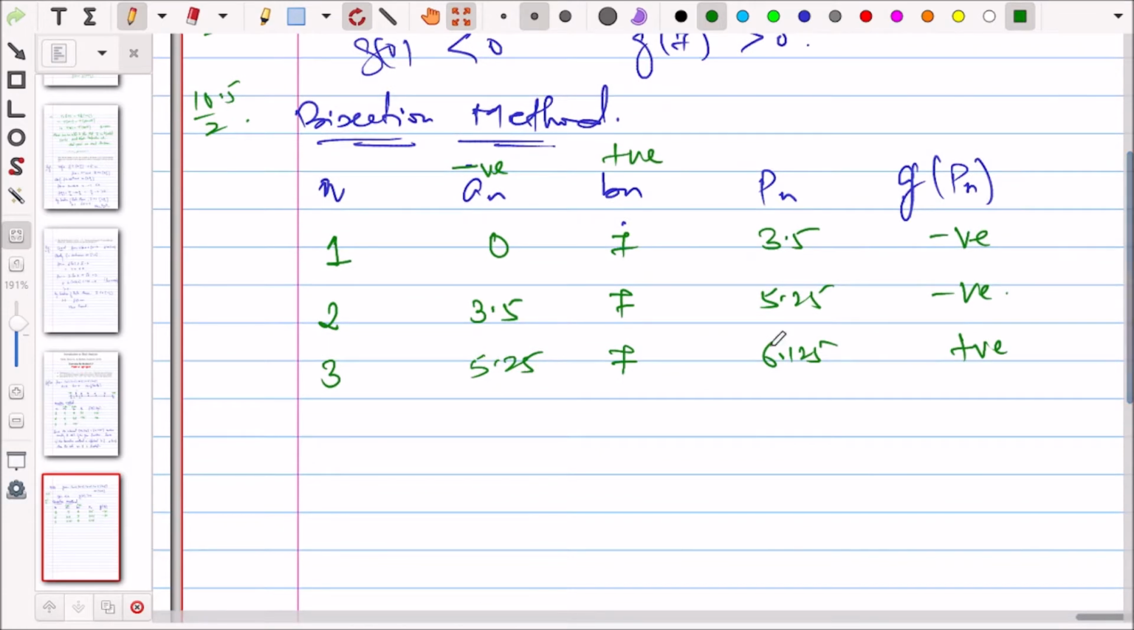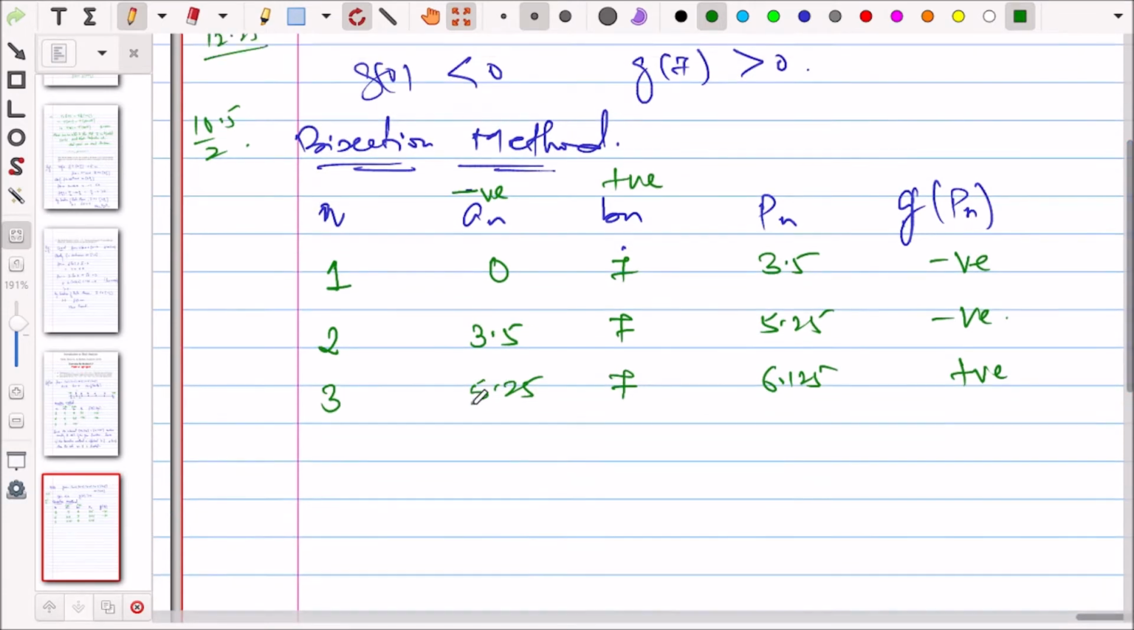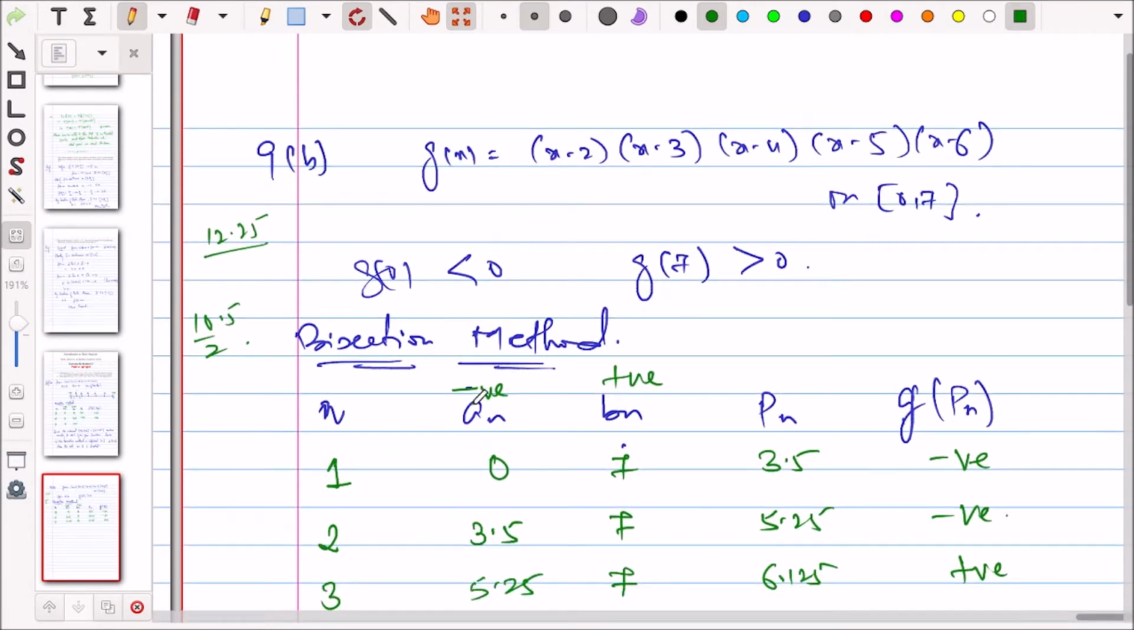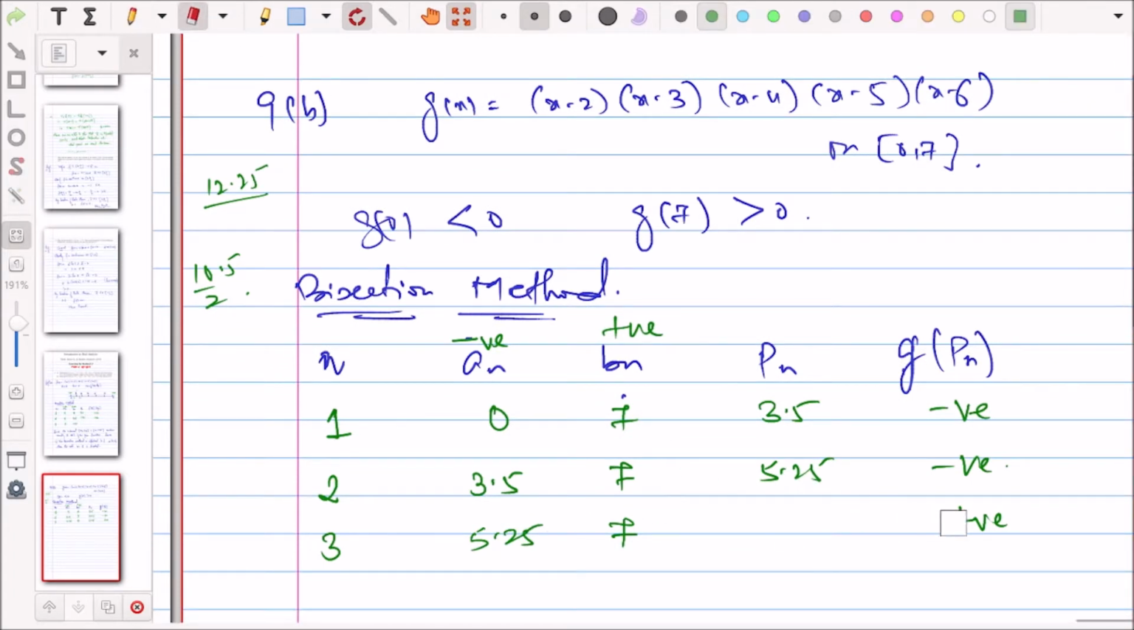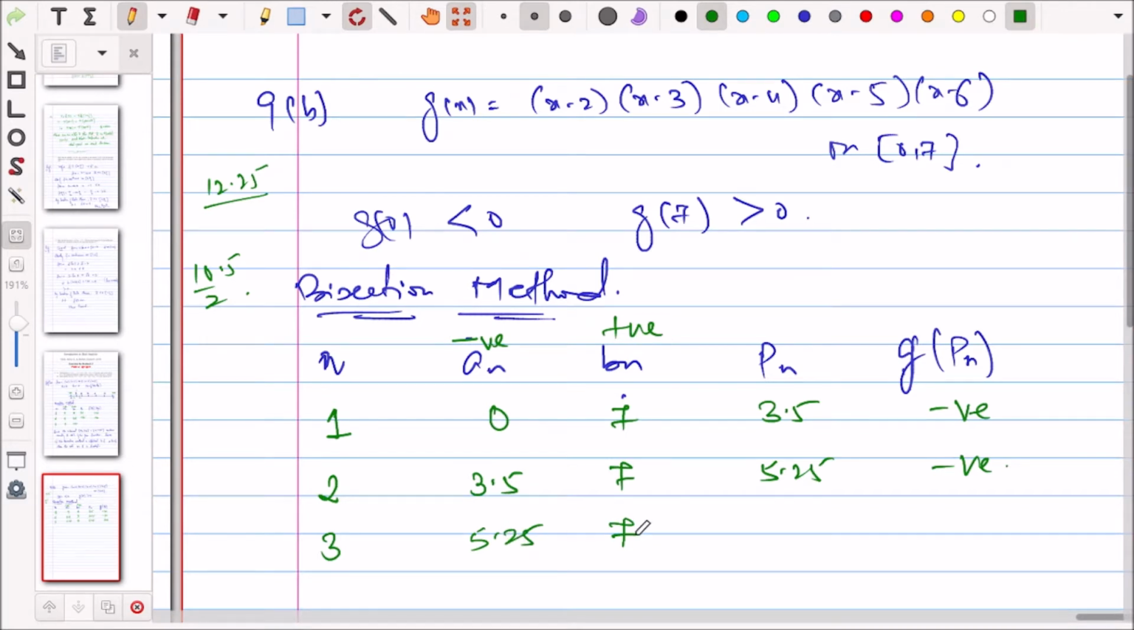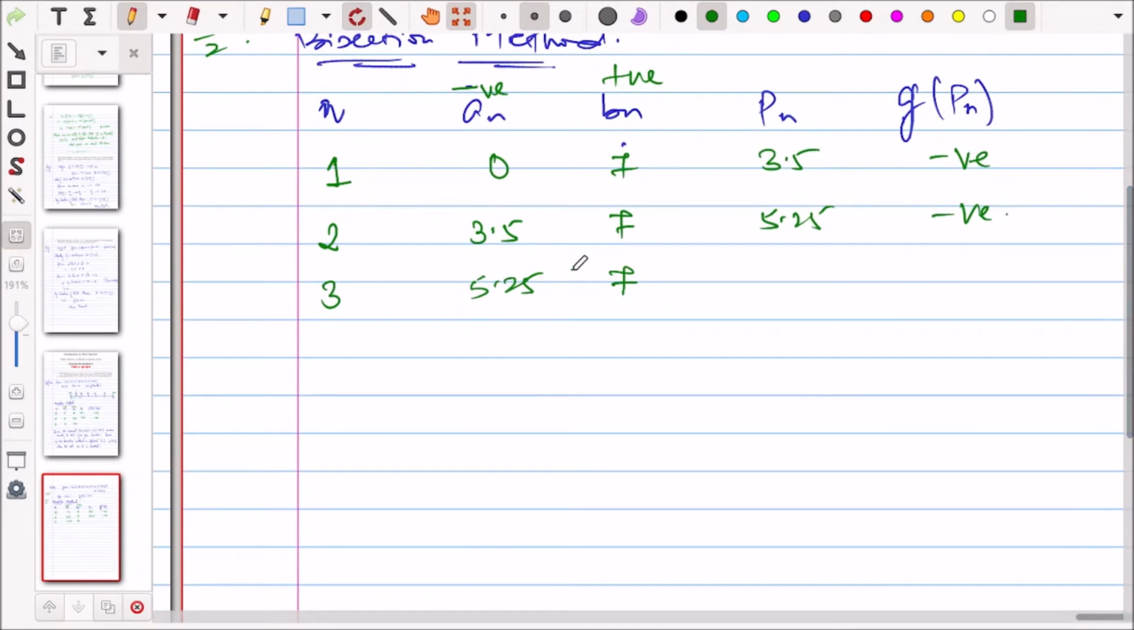So this interval will change. In fact, we could have concluded from here, because there is only one root at this step, so we don't need to find these values. The interval at the third step, 5.25 and 7, contains only one root, which is 6. So we can conclude directly from here.